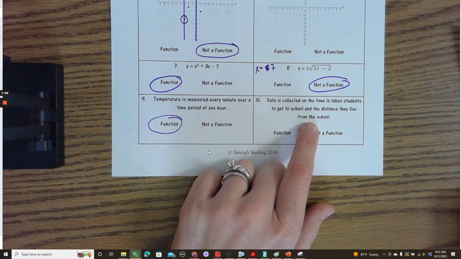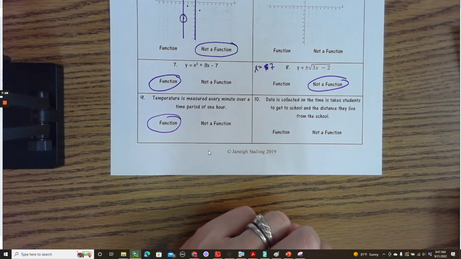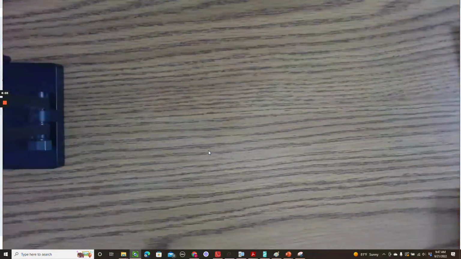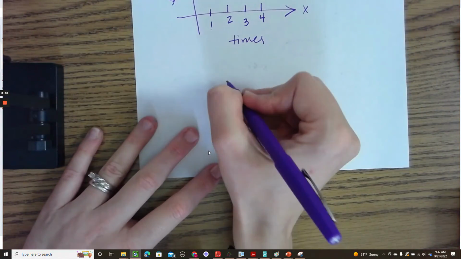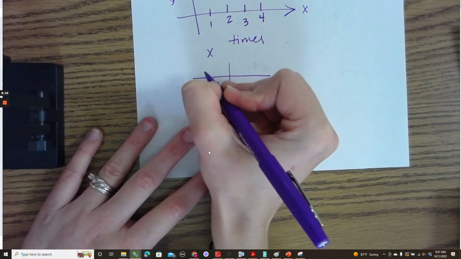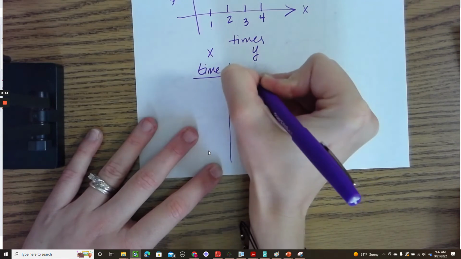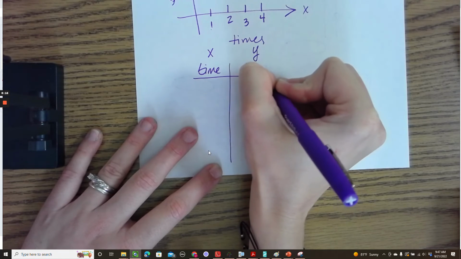All right, data is collected on the time it takes students to get to school and the distance they live from school. All right, so I'm going to make a table out of this one. X is going to be the time. Y is going to be the distance.